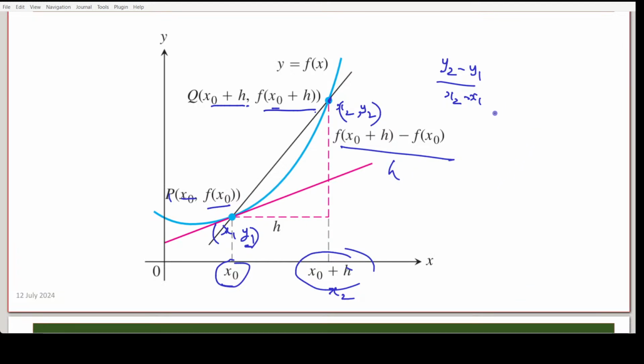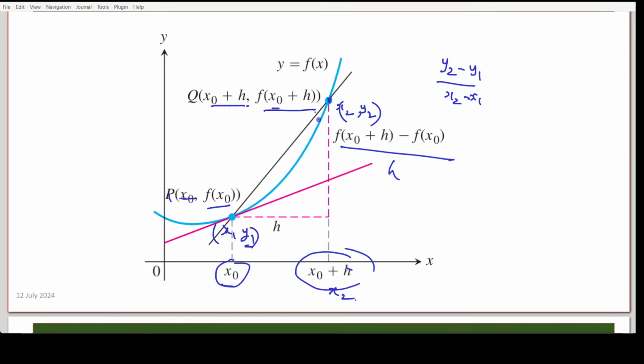So essentially the slope of this black line is f of x0 plus h minus f of x0 by h. We are just saying the slope of the line connecting 2 points. One point is x0 and the second point is h units away from x0. Then the slope is y2 minus y1 by x2 minus x1, where x2 minus x1 is actually h.